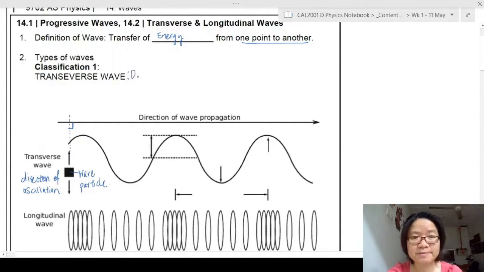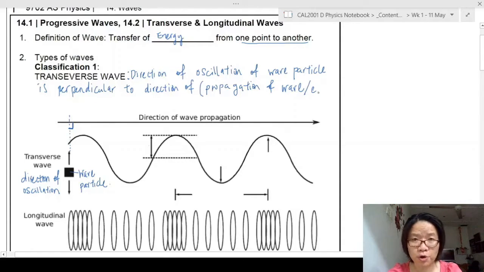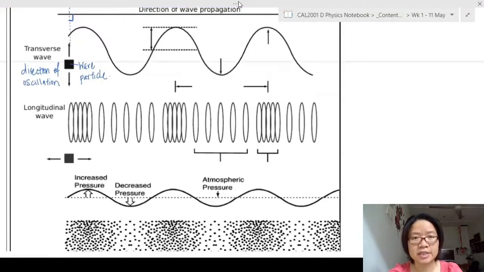So a transverse wave is when the direction of oscillation of your wave particles is perpendicular to the direction of wave propagation. Or you can also call this the direction of energy transfer, which brings us back to the first point. The definition of wave is transfer of energy from one point to another. If this is too fast, you can always pause the video and copy. Okay, keyword for today is perpendicular for transverse. So these two things are 90 degrees.